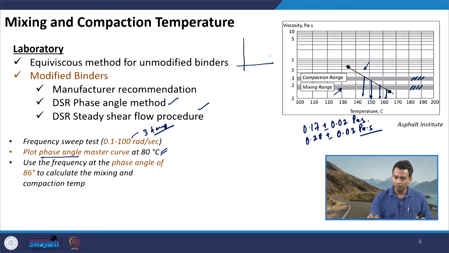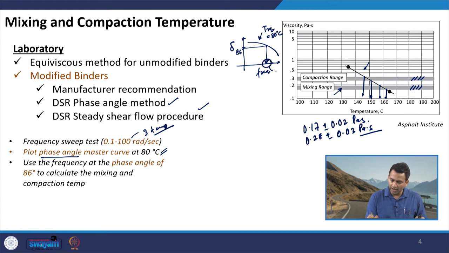Let us say this is the frequency and this is the phase angle, and this is the master curve which we have obtained. This is at a T reference of 80 degrees Celsius. Then using this master curve, we will identify the frequency corresponding to the phase angle of 86 degrees. So, corresponding to the phase angle of 86 degrees, I will identify this frequency omega.